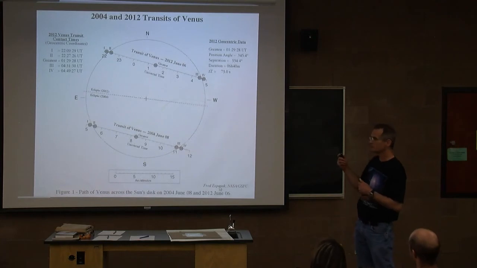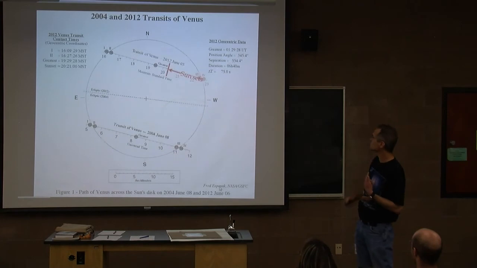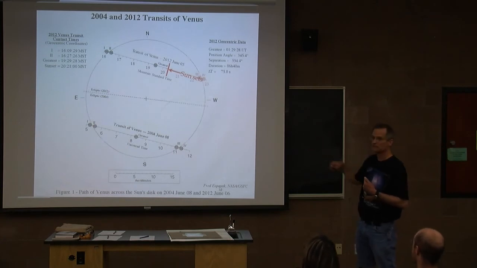Universal time seems silly to me because the people in Greenwich, England, aren't even going to be able to see this. So let's use our time. For here, it's going to start just after around 4:20, and it will go until the Sun sets right around 8:20.